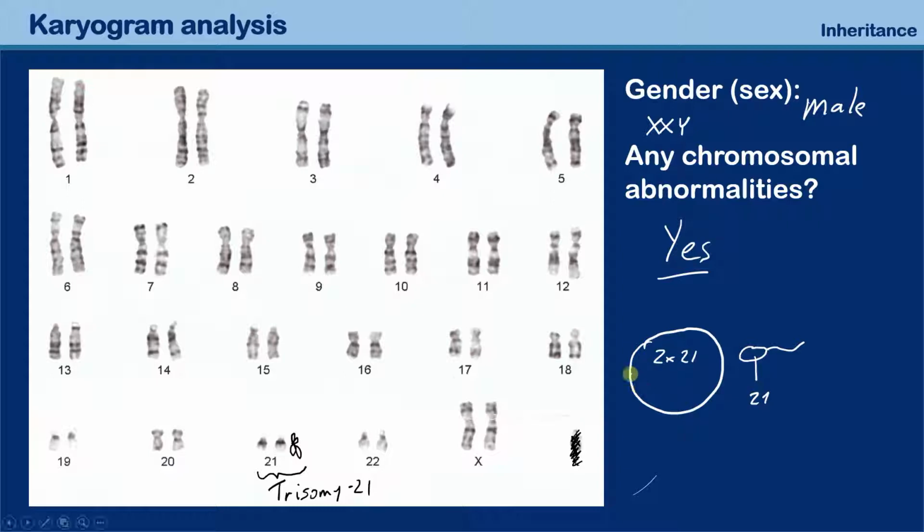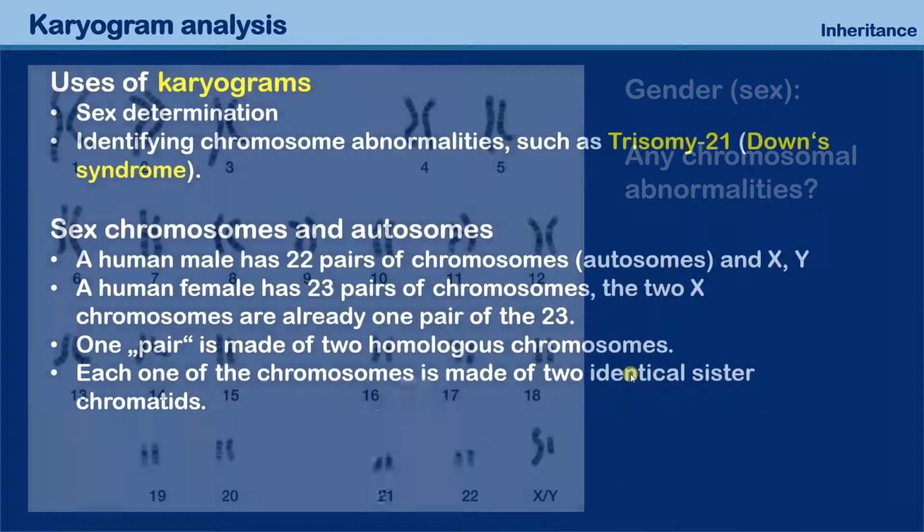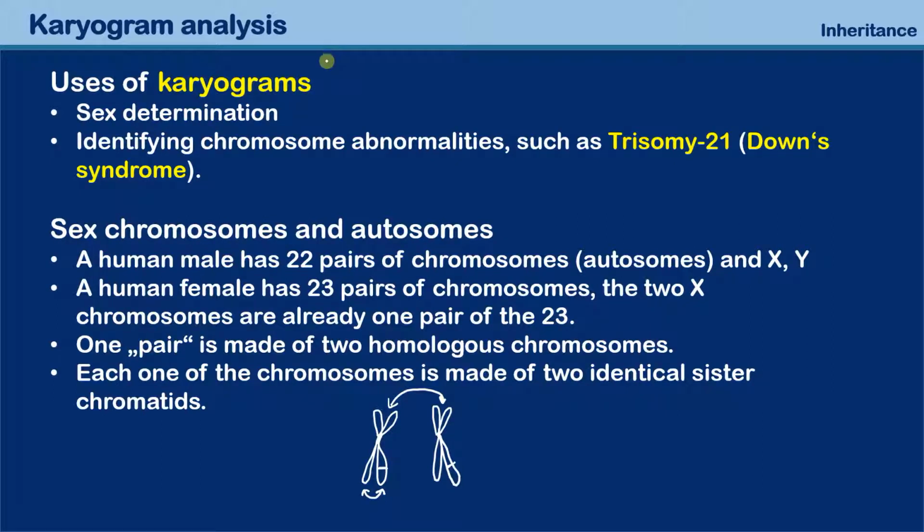So let's go back. Important for you to know, a karyogram is important for sex determination and for identifying chromosome abnormalities, but not useful for determining gene mutations in the DNA itself, because that is way too small to be seen. The genes are way on a DNA level. This cannot be seen on the chromosome level.